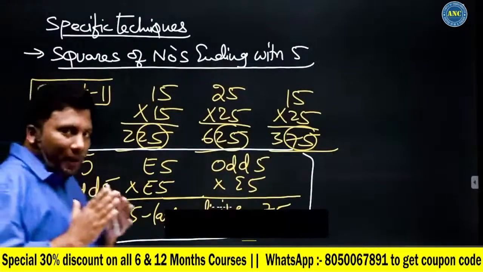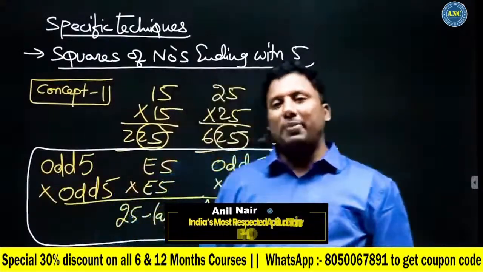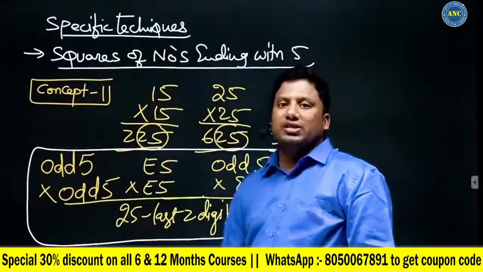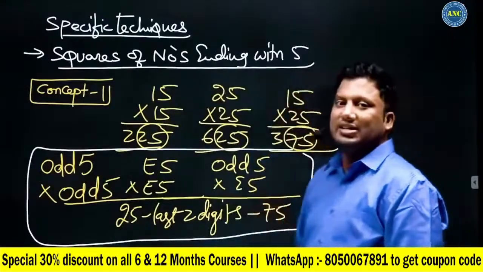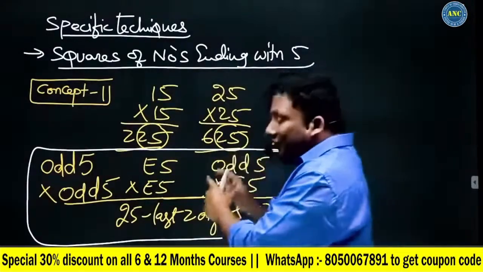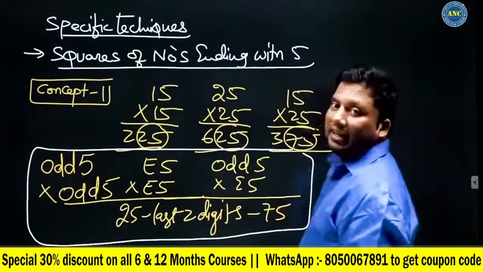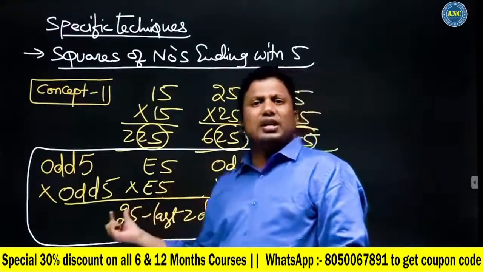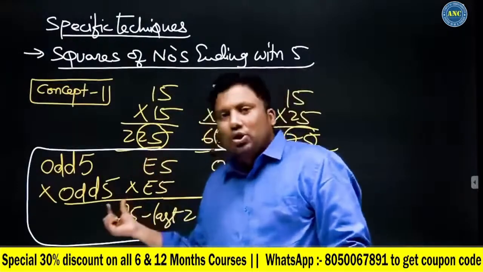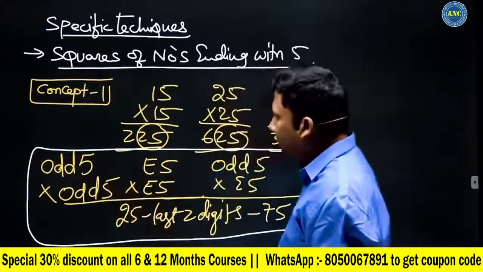When 2 odd numbers end with 5, or when any 2 even numbers end with 5, the last 2 digits are 25, else it is 75. Odd 5 into odd 5, 25. Even 5 into even 5, 25. Odd 5 into even 5, it is 75. A very, very interesting and must-know concept for you to solve the problems very fast.